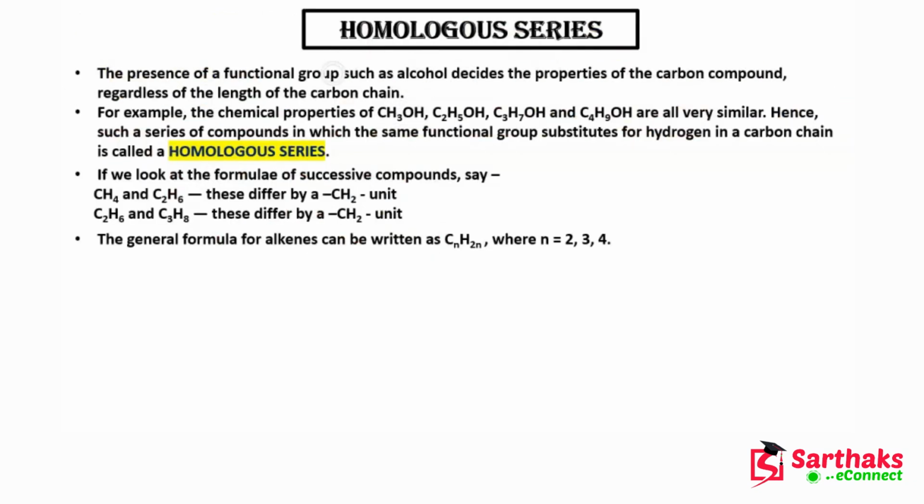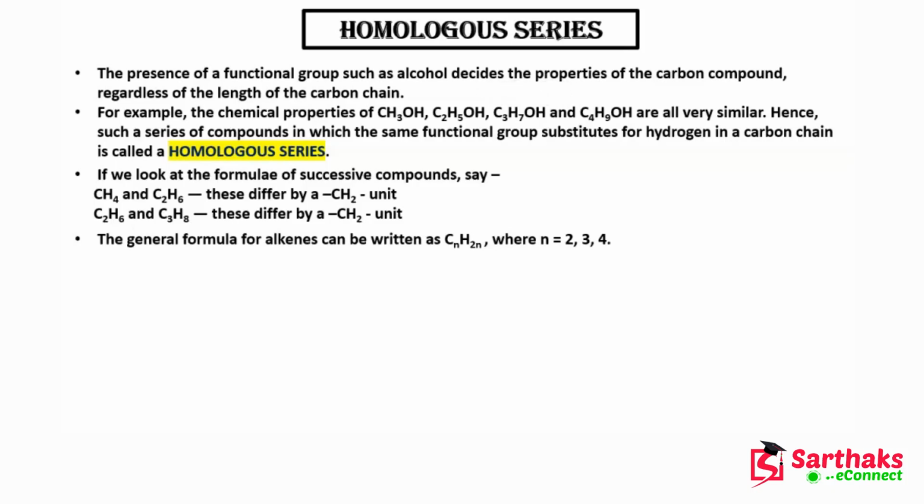Okay students, so here we will see what is homologous series. I told you that the presence of a functional group such as alcohol will decide the properties of the carbon compound, and it doesn't matter how long your carbon chain is. It might be CH3OH, C2H5OH, C3H7OH, C4H9OH, but their chemical properties will be very similar because the hydrogen is replaced by the same functional group.